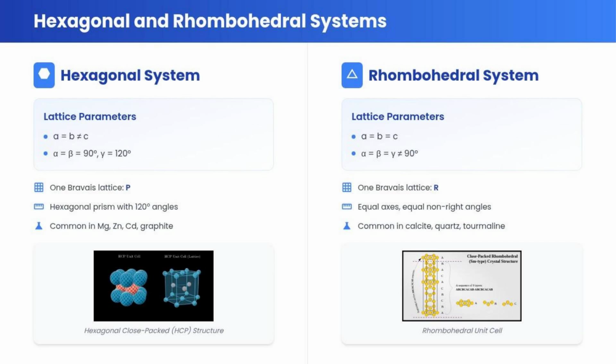The hexagonal system is characterized by a top and bottom that are hexagons. This structure is very common in metals like magnesium and zinc. Refer to the hexagonal close-pack diagram. Notice the specific HCP arrangement. The rhombohedral system, also called trigonal, is like a cube that has been stretched along its diagonal. All sides are equal, and all angles are equal, but they are not 90 degrees. This is the structure you will find in quartz and calcite.